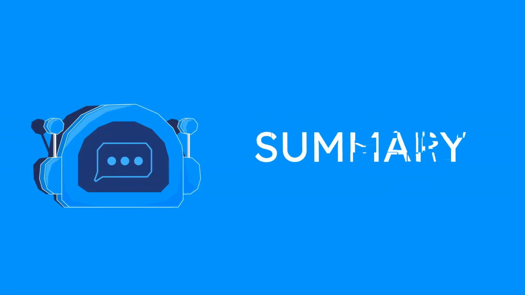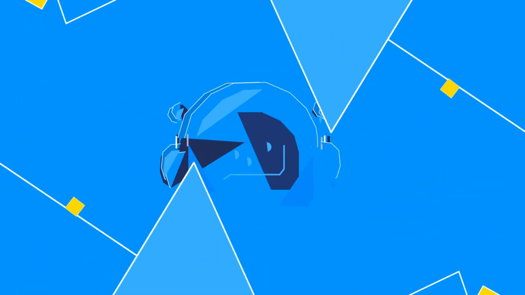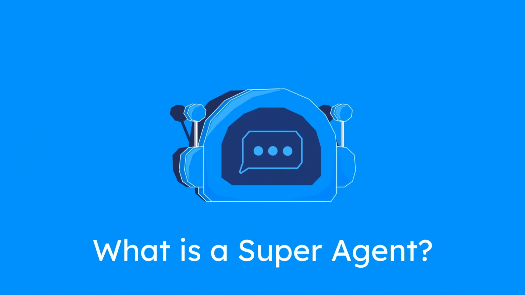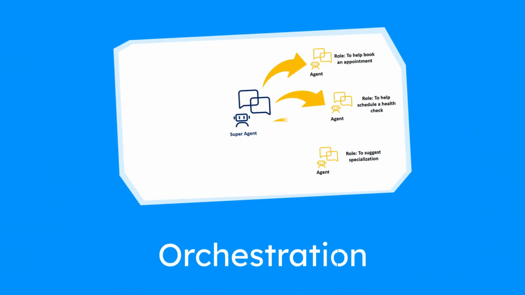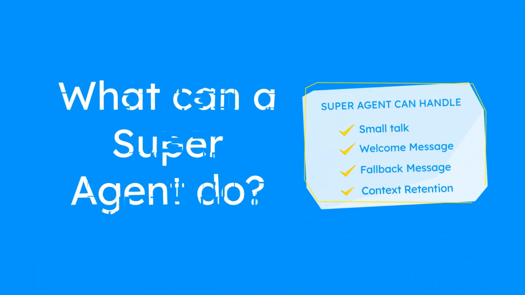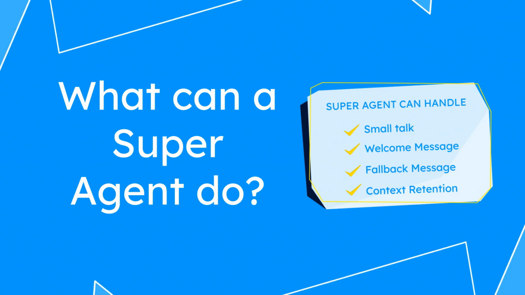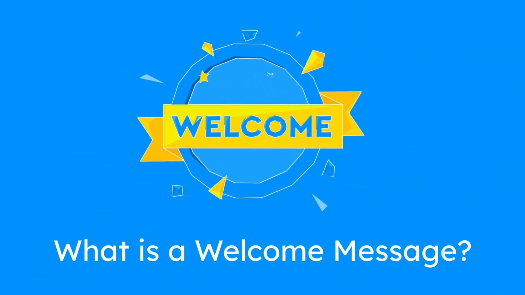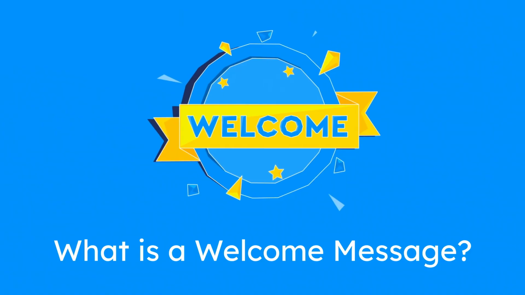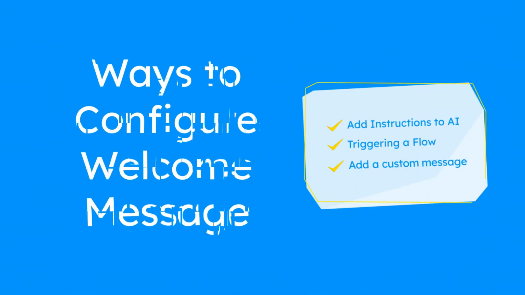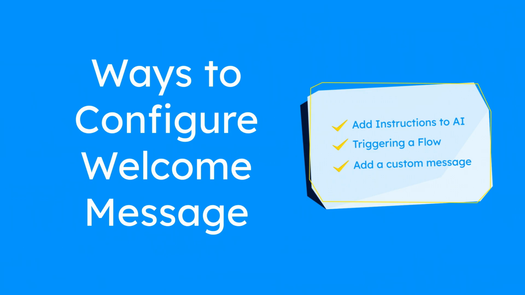Let's summarize what we have understood about super agent. So, what is a super agent? A super agent orchestrates various agents and helps drive conversations seamlessly. It can handle small talk, send a welcome message, manage fallback scenarios, and retain context through conversations. The welcome message is the initial greeting provided by the super agent to users. To configure the welcome message, you can add instructions to AI on how to greet the users, or trigger a predefined welcome flow, or add a custom welcome message.